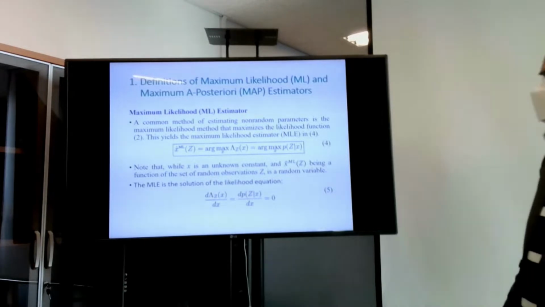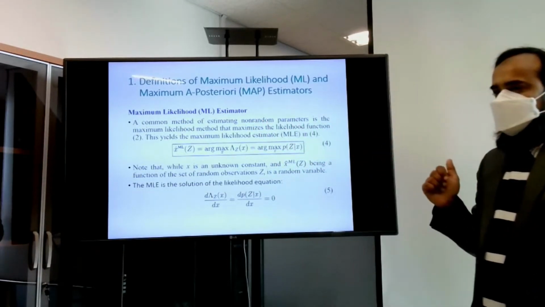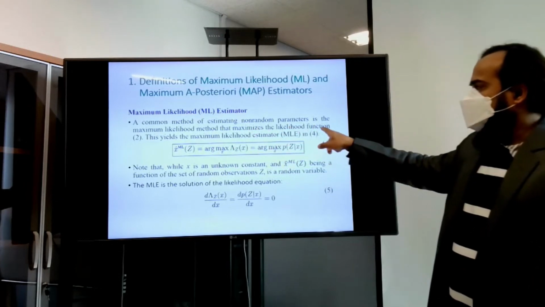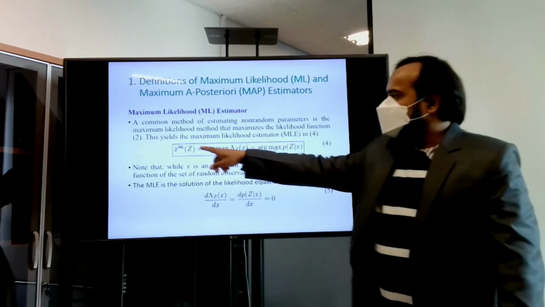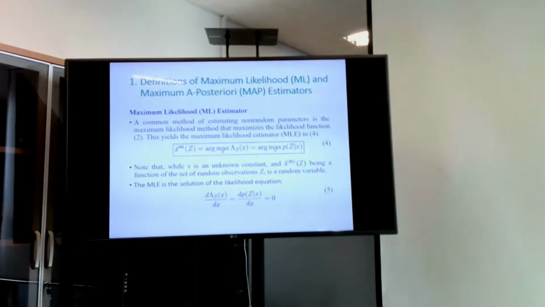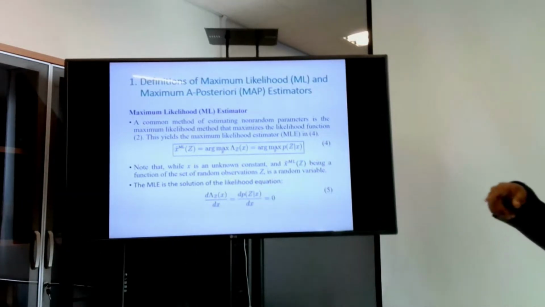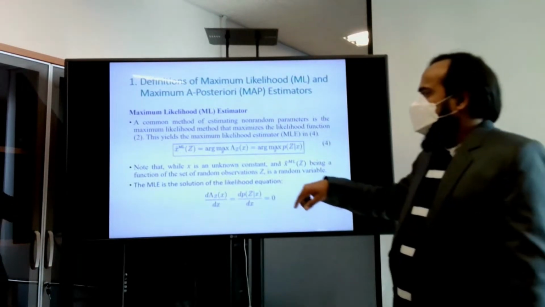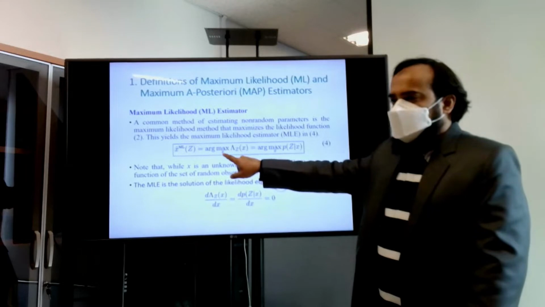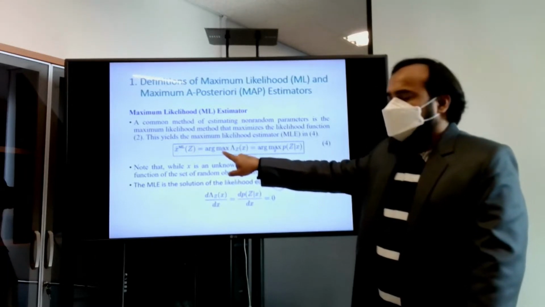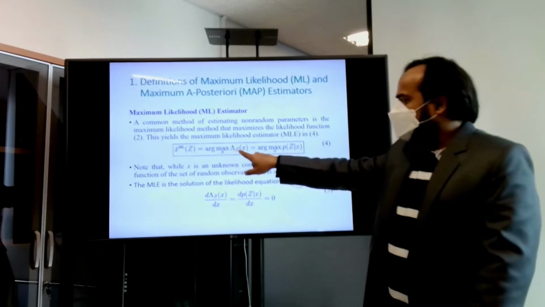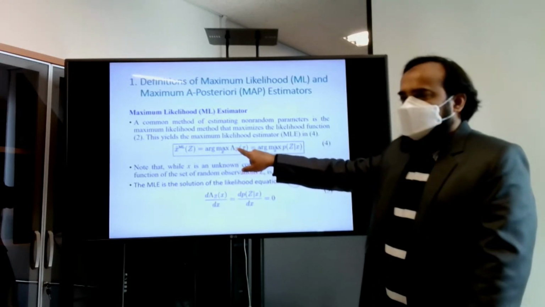This is a method for estimating non-random parameters, and it is the maximum likelihood method that maximizes the likelihood function in equation number 2. This yields the maximum likelihood estimate, MLE, in equation number 4. In equation number 2, the likelihood function lambda of x equals the PDF of z given x. So we take the maximum over x, the parameter, and this is the likelihood function lambda of x based on z, the measurement or observation.